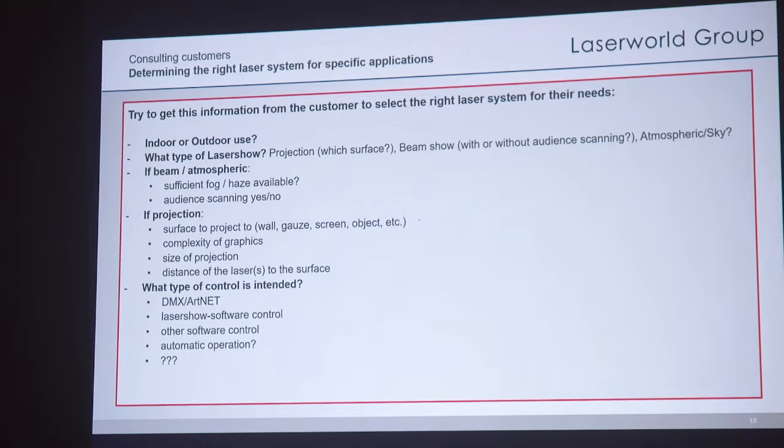What type of control is intended? Of course, do we have DMX ArtNet? Do we have laser show software control? Other software control like video or mapping software? Is there automatic operation intended? What else is the control that is desired? And then, of course, the budget.